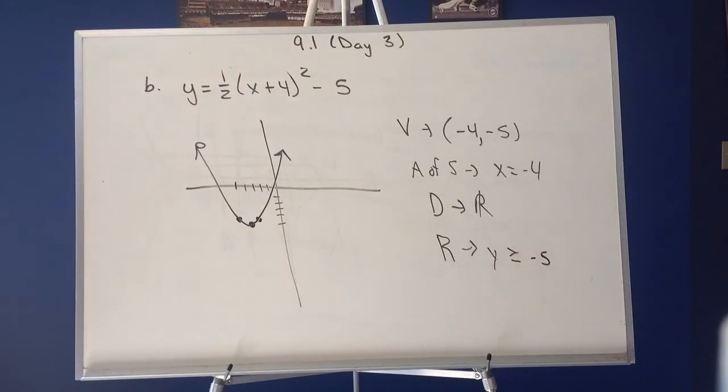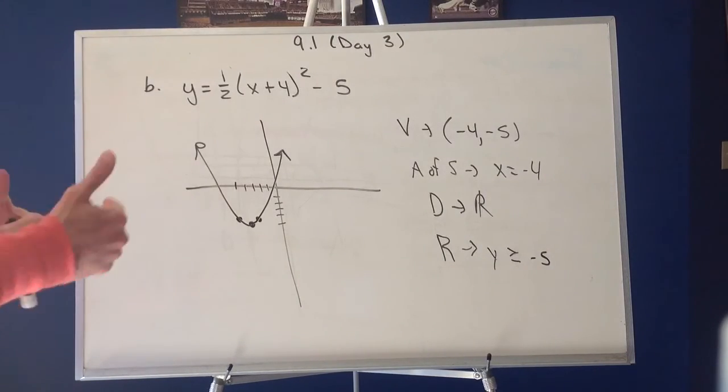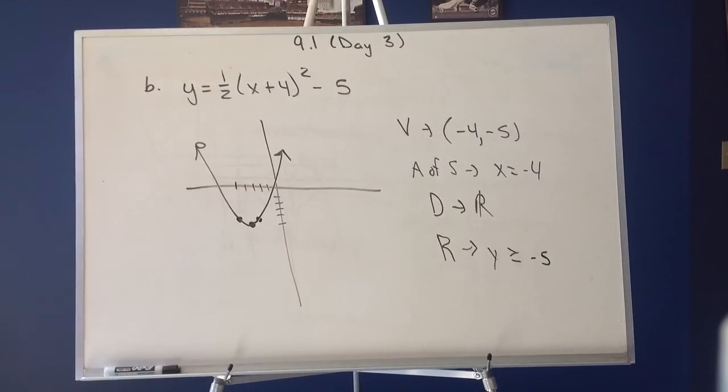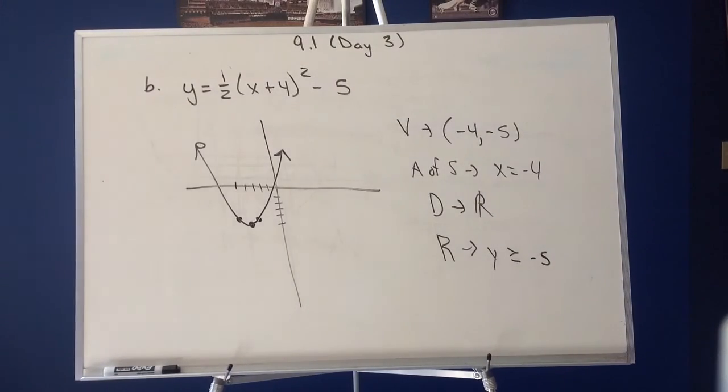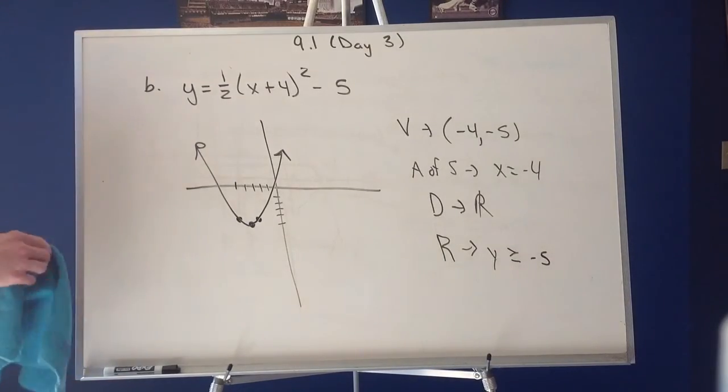Tomorrow we're going to look at 9.2, which is another way we can graph if it's in standard form. Up to this point we've only been in vertex form, but we're going to end up changing it to standard form tomorrow.